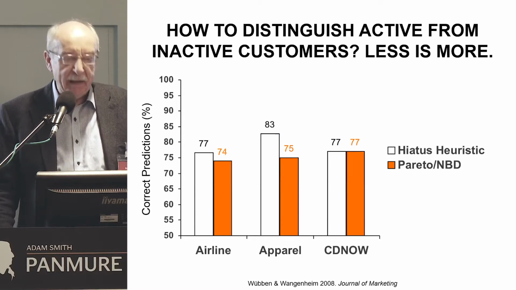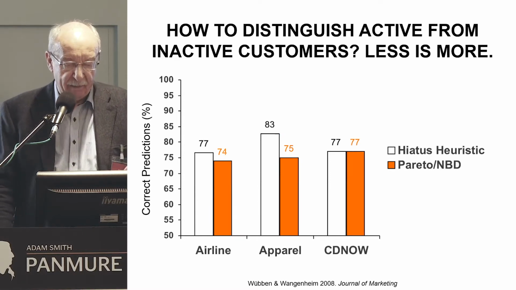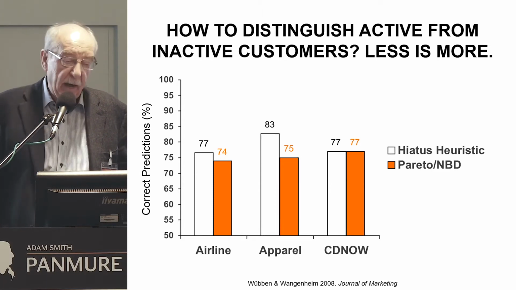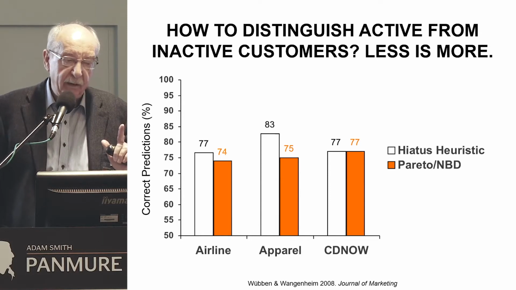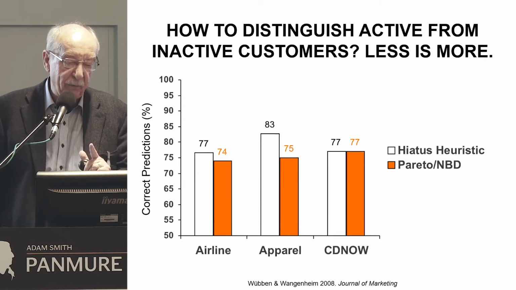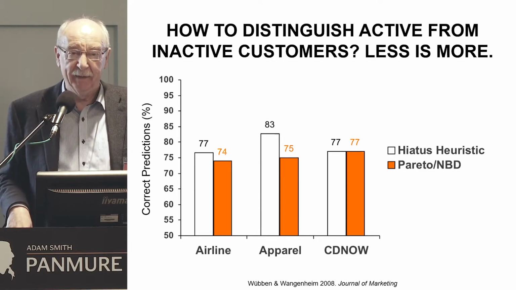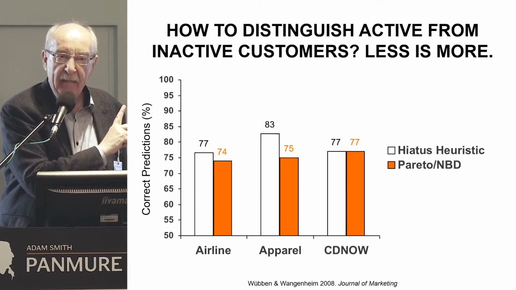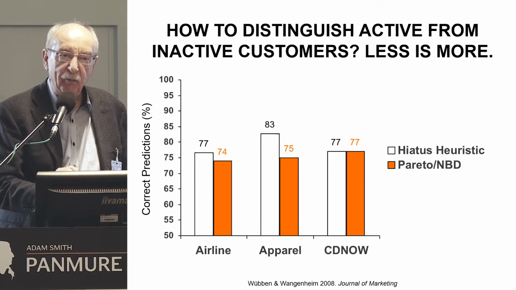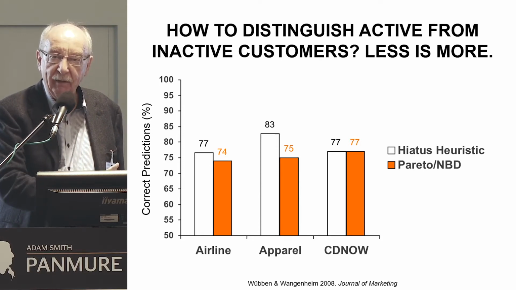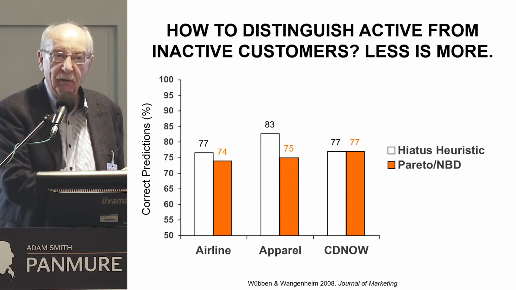So that was the result. They tested the databases of three companies: an airline, an apparel company, and CDNow. In the airline, the hiatus heuristic predicted 70% of the customers' behavior correctly, the Pareto negative binomial distribution 74%. The same for the apparel company, and for CDNow it was equal. You just saved all the computation and all the hassle. This is called a less-is-more effect. The Pareto negative binomial model has all the information that the heuristic has, and does more computation. Nevertheless, it's not as good.